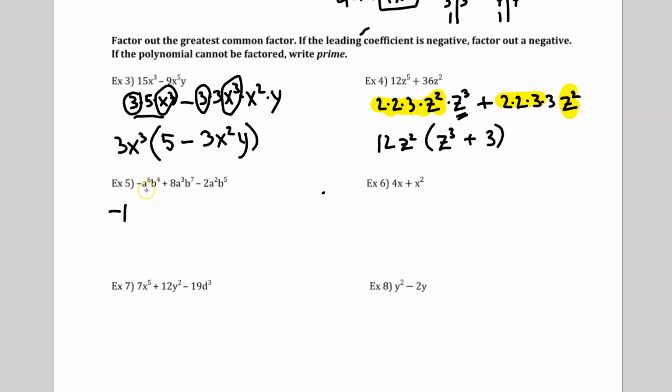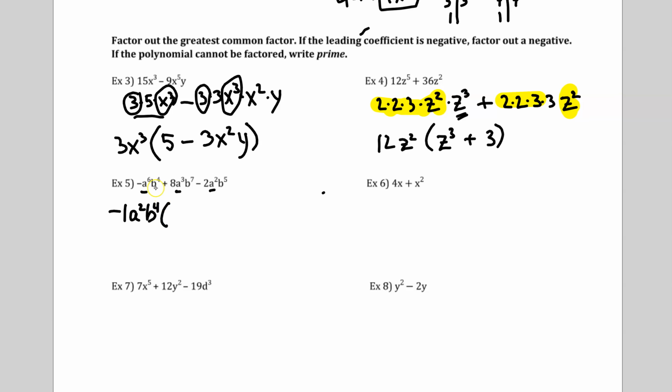But then for the variables, I've got 6 A's right here, 3 A's here, and 2 A's here. So the lowest number of A's that they all have in common is 2. So I'm going to take out A squared. And then this one has 4 B's, this one has 7 B's, and the last one has 5 B's. And so they all have at least 4 B's. I'm going to take out B to the 4th.